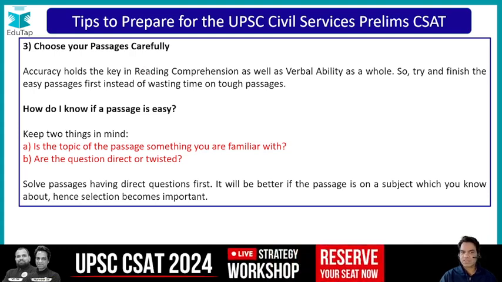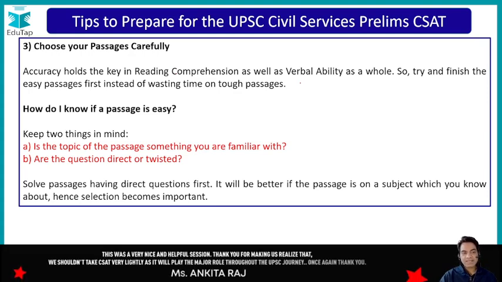So accuracy holds the key in reading comprehension as well as verbal ability as a whole. So accuracy is very important. So try and finish each passage, and easy passages first, instead of wasting time on tough passages. So target easy passages. Now the question is, how would you know if the passage is easy or not? Right? So how would I know the passage is easy?